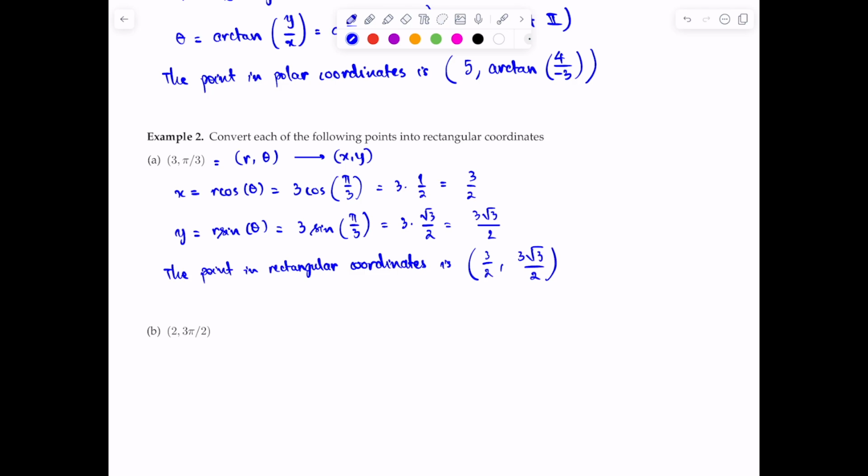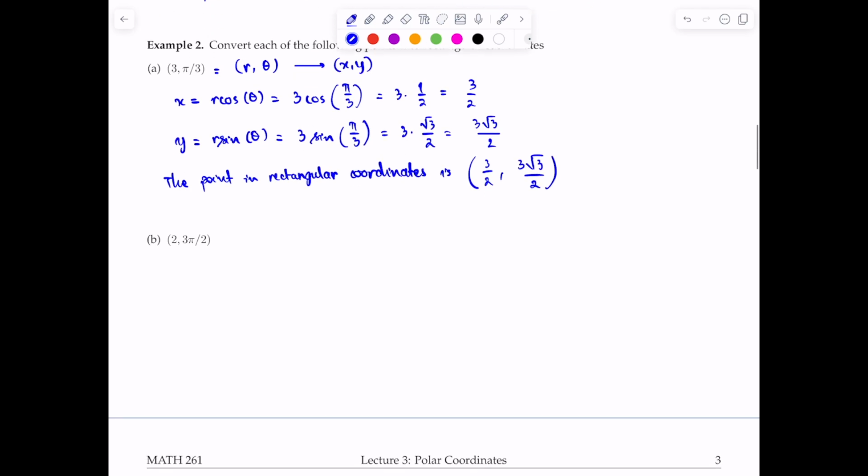Okay, now let's move on to the next example. Again, you are given a point in polar coordinates, that is r equal to 2 and theta equal to 3 pi over 2, and you want to convert this into xy coordinates. For x equals r times cosine of theta, this is 2 times cosine of 3 pi over 2. So 3 pi over 2 is 270 degrees, and cosine of that is equal to 0. So 2 times 0 is 0.